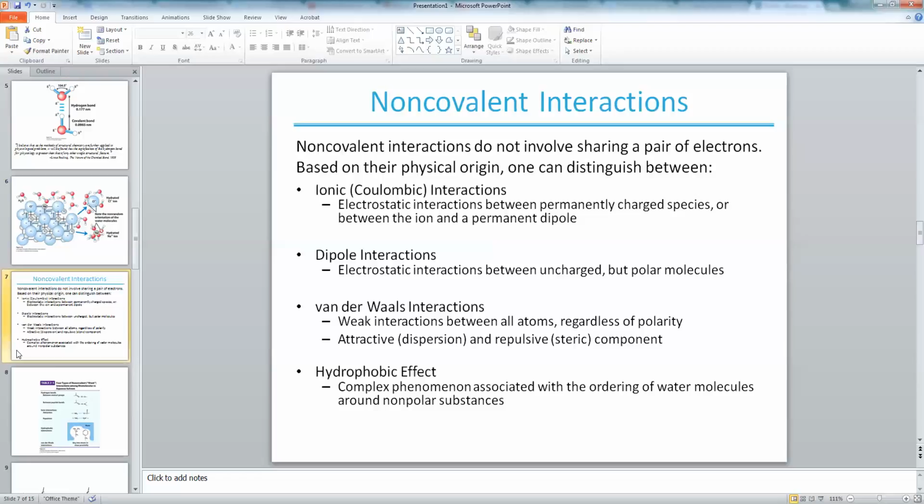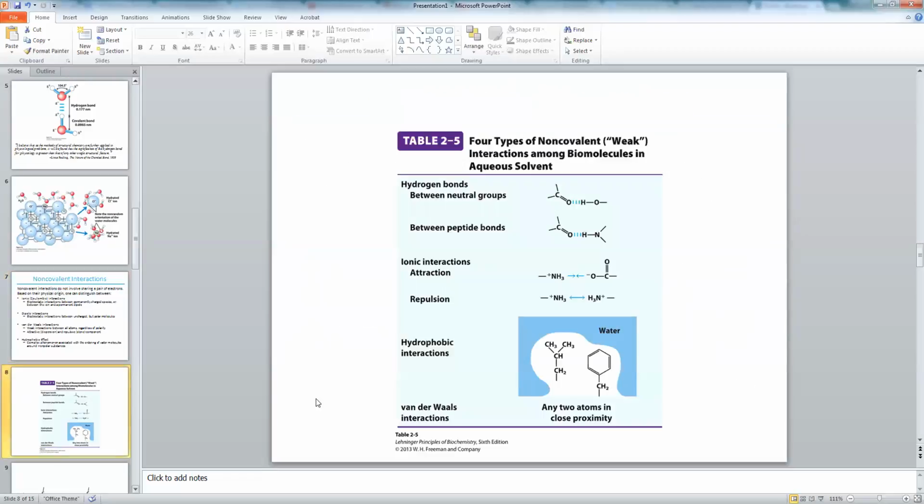And so that's true for charge, and charge dipole. Now, if I think about dipole, this is what allows me to solvate polar molecules. So hydrogen bonds are this special type of dipole-dipole interaction. And it's, again, that lone pair and the positive charge of the hydrogen. So in this case, I'm looking at my hydrogen being my donor, the oxygen being the acceptor. That's between neutral groups, but I can also see it between peptide bonds.